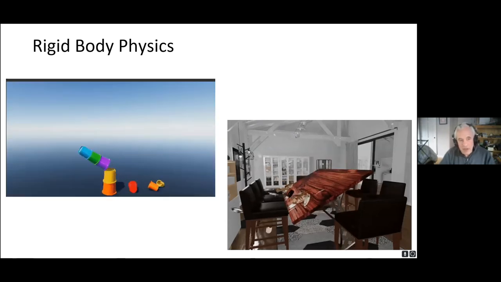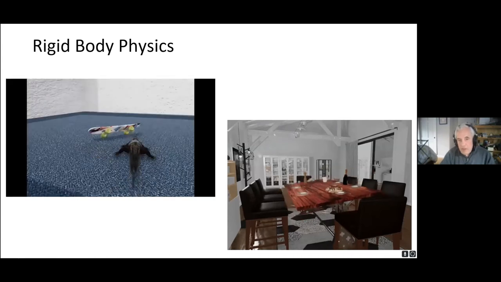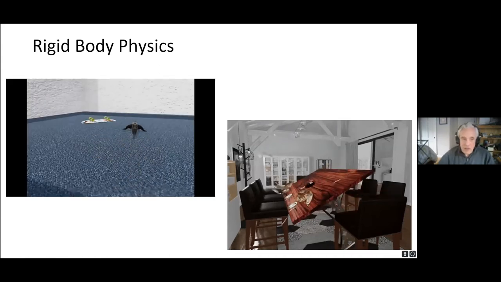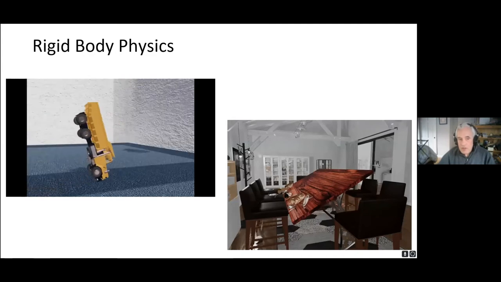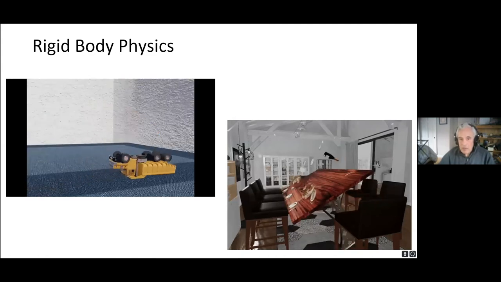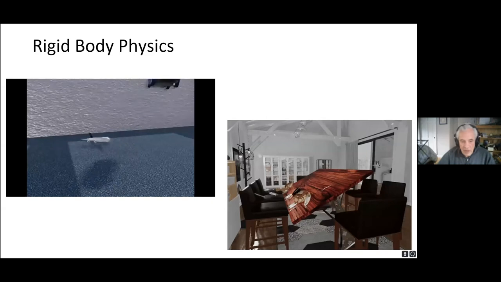For example, by applying a four-directional force to an object, we need to collide with other objects, as we see on the left. Or we can apply an upward force at a specific point, for example, the tip of a dining table, and make the object slide off, as we see on the right.